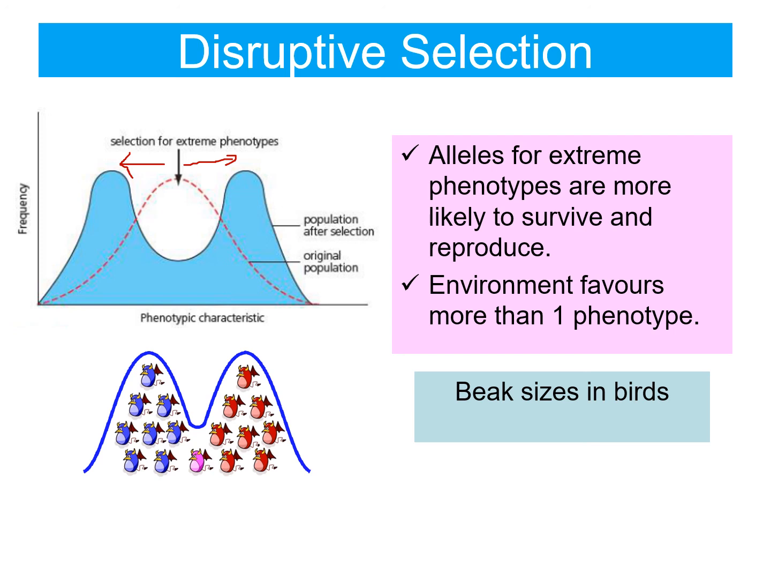So this normally is when the environment favours more than one phenotype, and the alleles or extreme phenotypes are more likely to survive. So what you get is this dip in the middle, and you might eventually get this point where you end up with two different species, because this becomes more of a separating mechanism than originally thought.